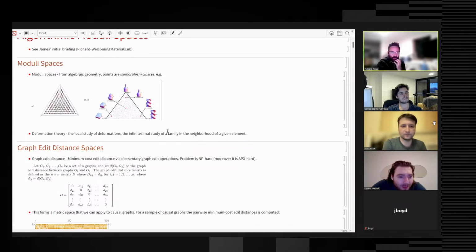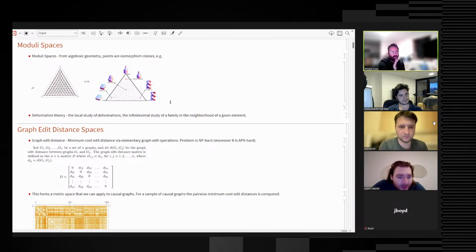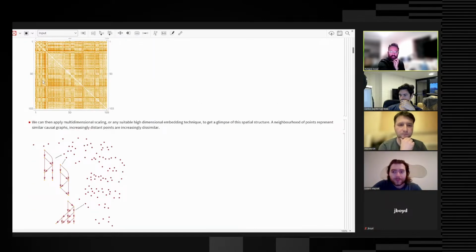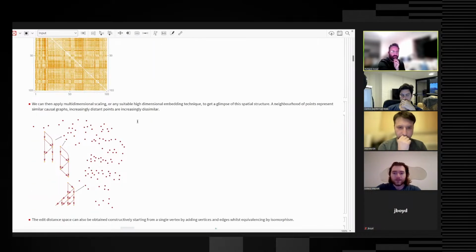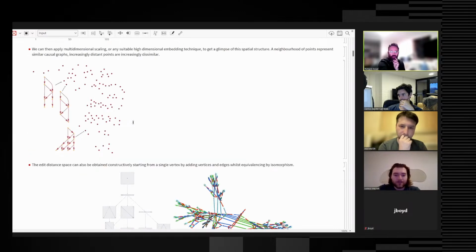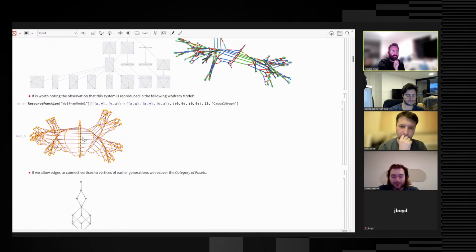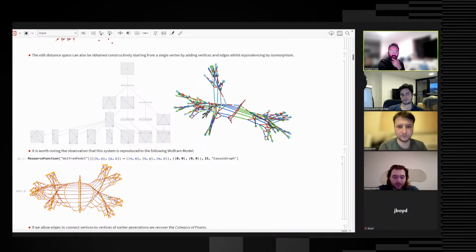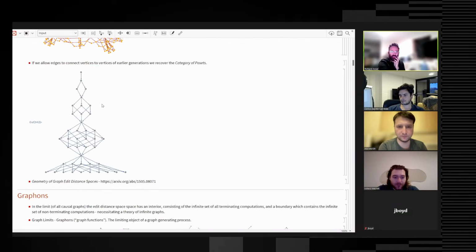I'm going to quickly go through this summary, but not go into much detail. This was a summary for Stephen and Joel, just going over the project. It was a really rough overview of everything: moduli spaces, deformation theory, graph edit distance spaces, and this incremental graph growing thing, and how there happens to be a Wolfram model that corresponds to it. I was thinking today, what's the hypergraph equivalent of this? Could you find a Wolfram model equivalent of the hypergraph incremental growing system?